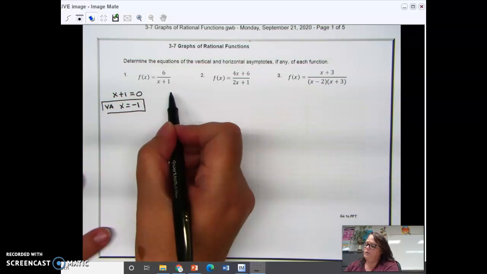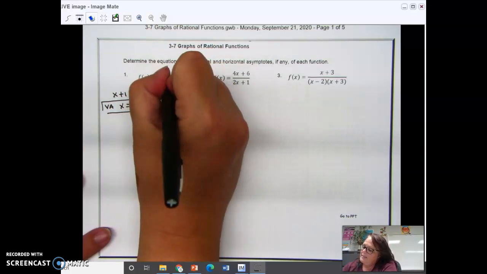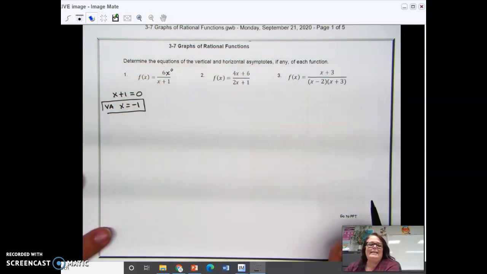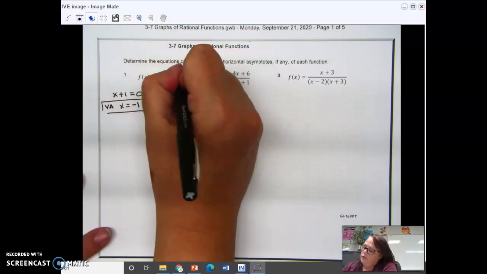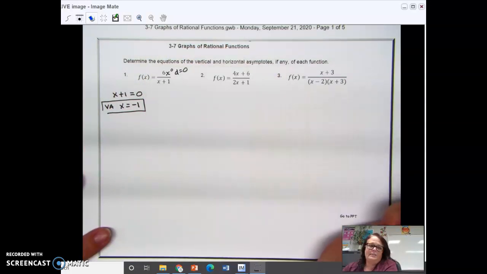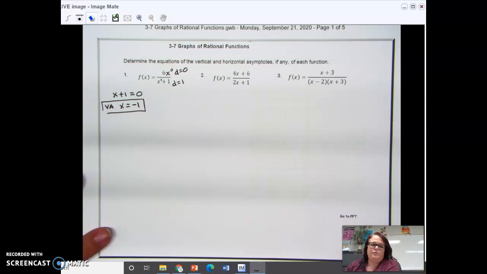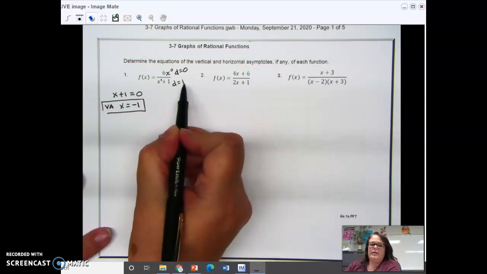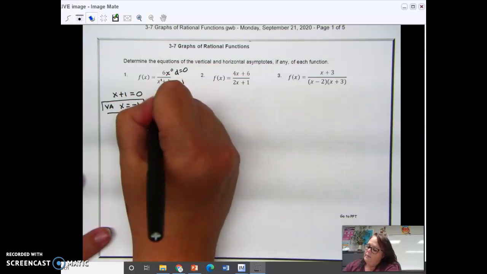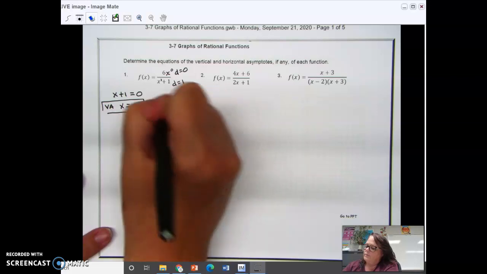And then when we talk about the y, do you see that I can say that 6 is 6 times x to the 0, because any number to the 0 power is just 1. So this is the same as 6 times 1, which is 6. So the degree of the numerator is 0 because I didn't have an x to begin with. And the degree of the denominator is 1 because I have an x to the first here. And since the degree of the denominator is larger than the degree in the numerator, then my horizontal asymptote is going to be at y is equal to 0.